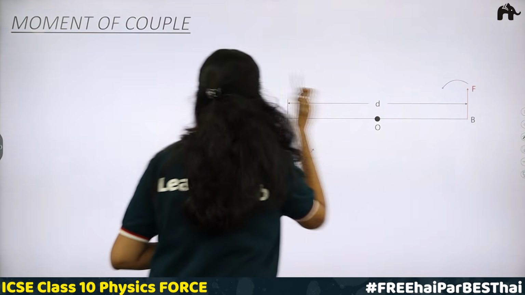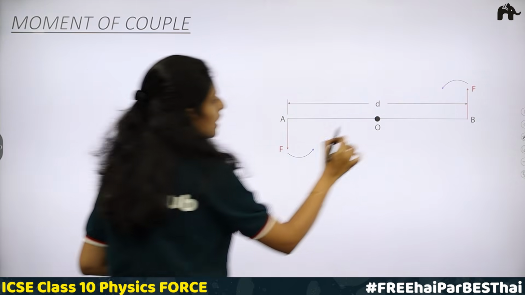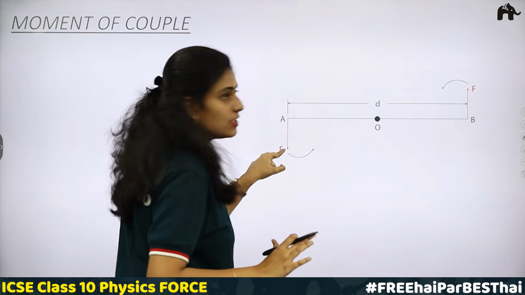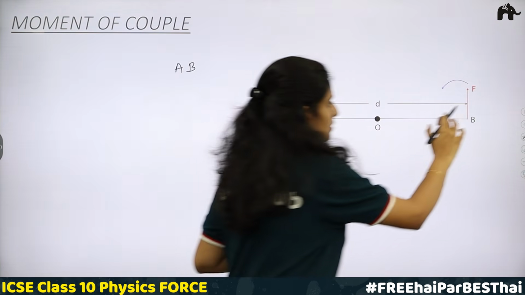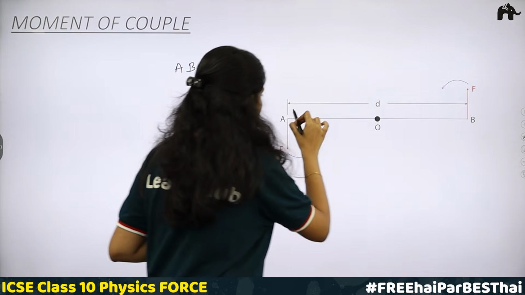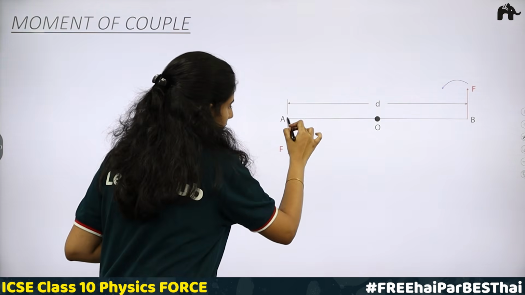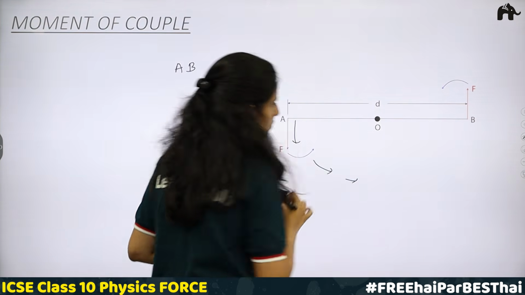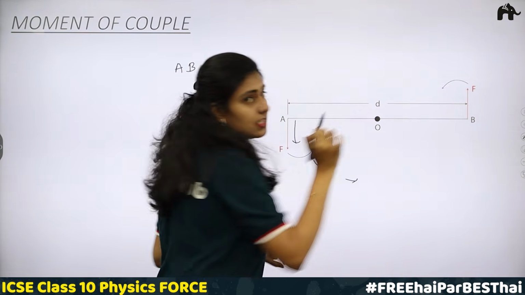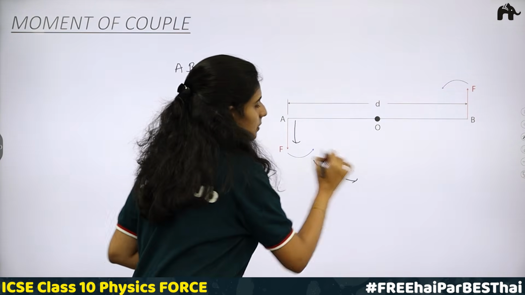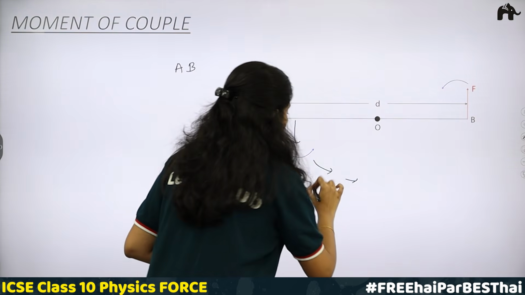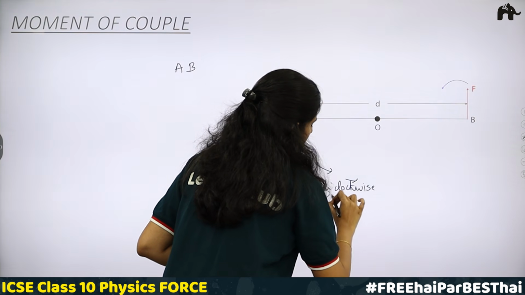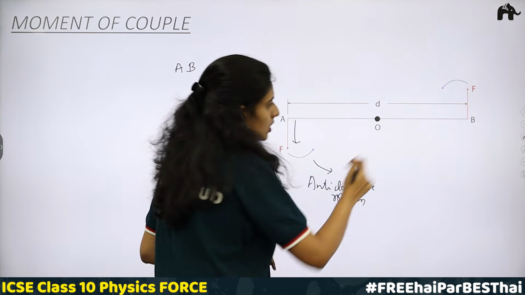Here I have a bar AB, pivoted at point O. Forces are applied. This is a force applied at point A, and this is a force applied at point B. When a force is applied at point A, it starts moving in this direction. This is how it should move. It is pivoted at O. What type of motion is it? Here we can produce an anti-clockwise rotation.